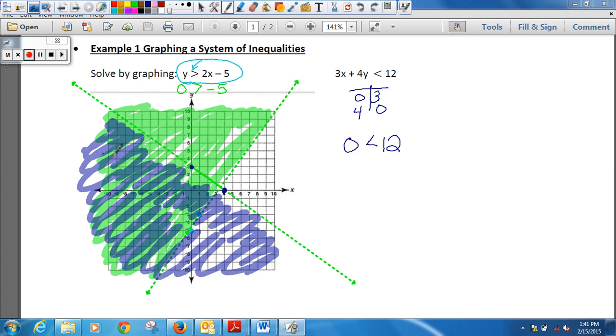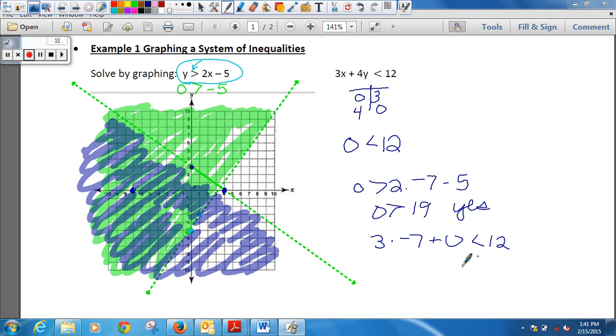It has two boundaries there. So for instance, let's say I choose negative 7, 0 that I want to try. So I tried in the first one. Negative 14, negative 19. Is 0 greater than negative 19? Yes. I tried in my second one, and I chose negative 7, 0. So 3 times negative 7 plus 0 is less than 12. Negative 21 is less than 12. Yes, it works in both of them. Our region is correct.